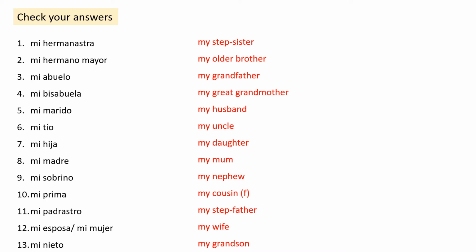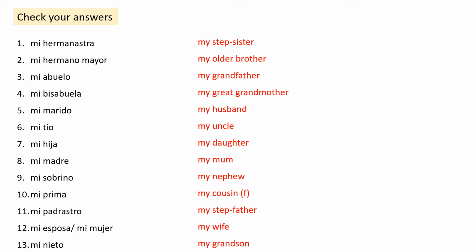Mi abuelo is my grandfather. Mi bisabuela is my great grandmother. Mi marido is my husband. Mi tío is my uncle. Mi hija is my daughter. If we just practice saying that one together, remembering that the H is silent. Hija. Repeat again after me. Hija.